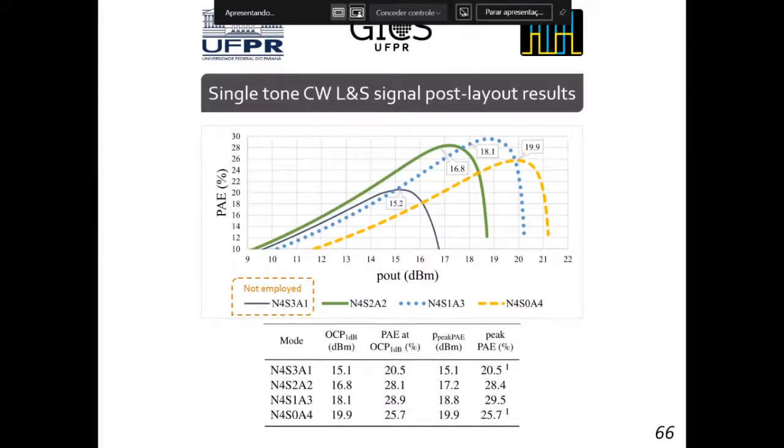In this figure are presented the efficiency profiles for all modes at 2.4 GHz. As presented in this figure, modes N4 S0 A4, N4 S1 A3, and N4 S2 A2 present proper multimode operation. Mode N4 S3 A1 is shadowed by mode N4 S2 A2 and thus not employed. The efficiency at OCP1dB for the proposed circuit varies from 20.5% to 28.9%, while the overall peak efficiency is 29.5%.